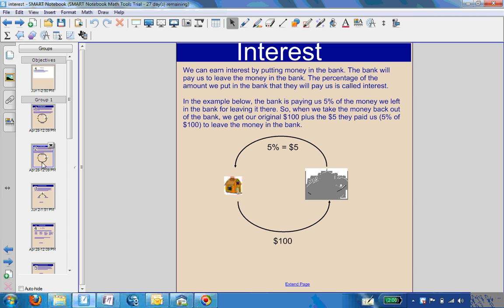In this example, the bank is paying us 5% interest. So in this case, we have $100 in the bank and then it's 5% interest to leave it in the bank. And I used a nice easy number like 100, so we'd know that 5% of 100 is $5. So when we go to take that $100 out of the bank, we'll actually get $105 for leaving it in the bank and saving. That's why people save.